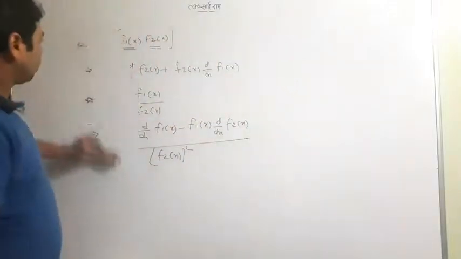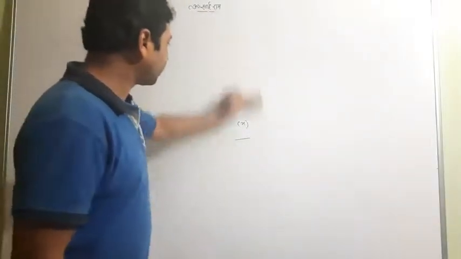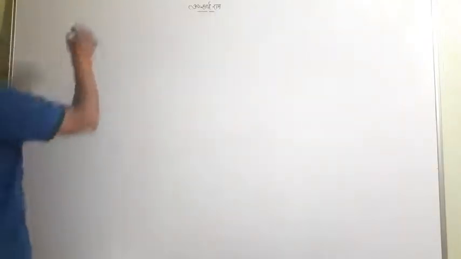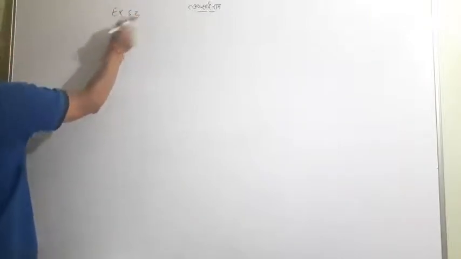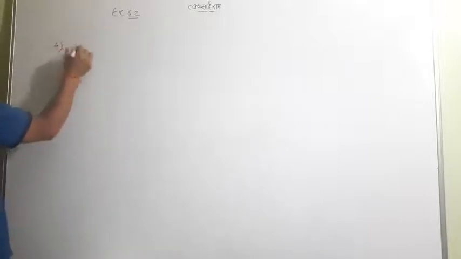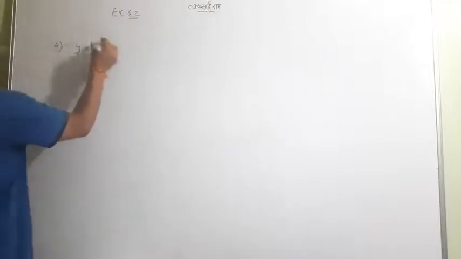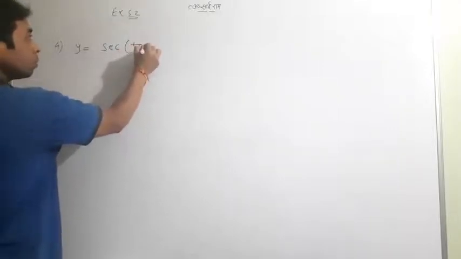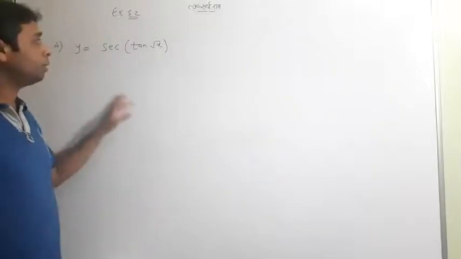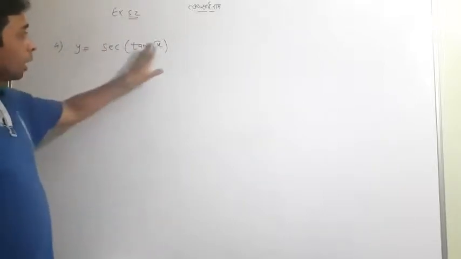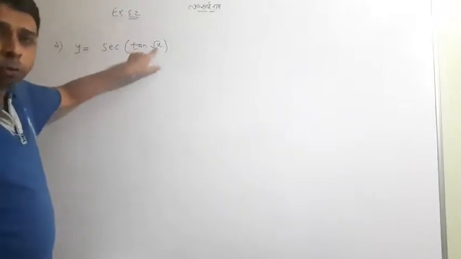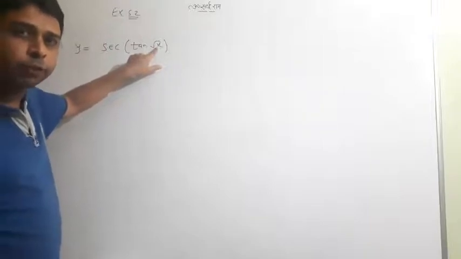Now students, let's look at some questions of the exercise. Exercise 5.2, the fourth question, I am telling you directly. y is equal to sec tan root x, that is, sec of tan of root x. It is a very easy question, still I have taken it. Now count the number of functions. First is sec, second is tan, third is root x, because it is not x, it is under root x. So we take it as a third function.